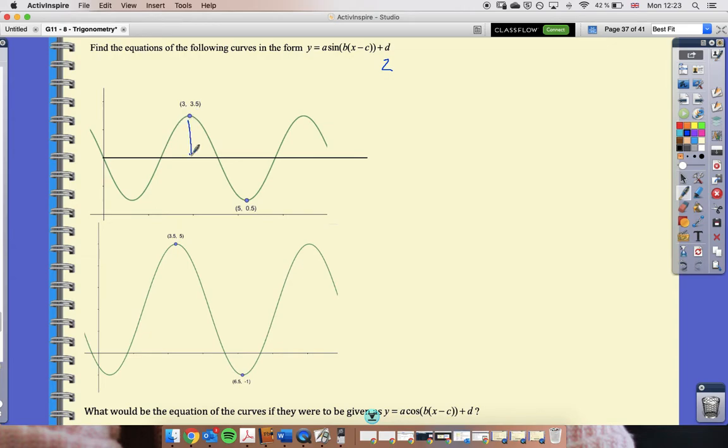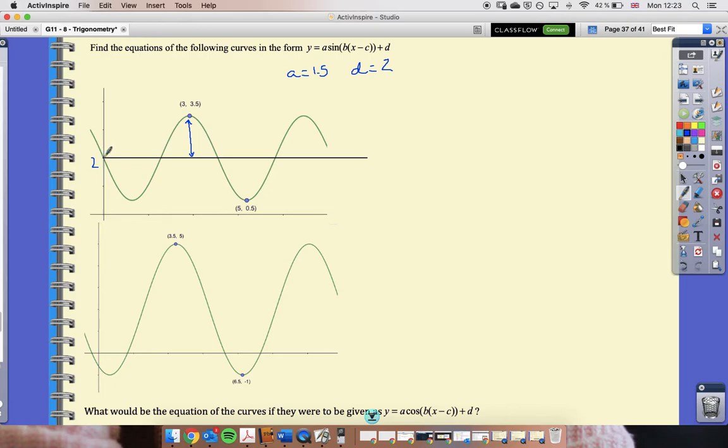The amplitude is the next one. That's nice and easy. If we were at 2 and we're going up to 3.5, that's 1.5. So A equals 1.5, D equals 2. Next, I'm going to work on finding out my B value and C value.